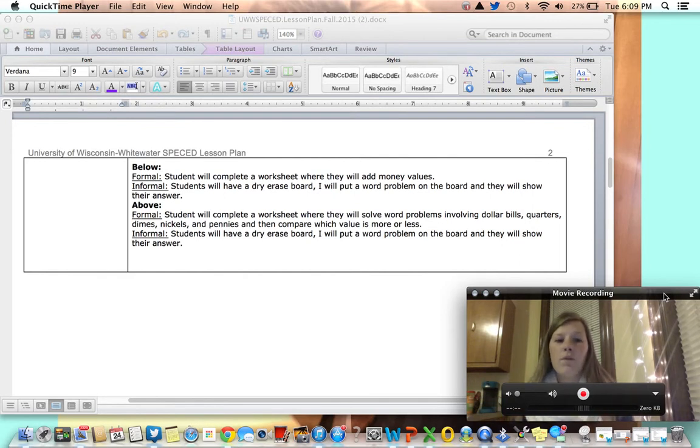And then informal for all of them, we'll be using dry erase boards. We'll be putting a word problem on the board, and then they'll have to show their answer.